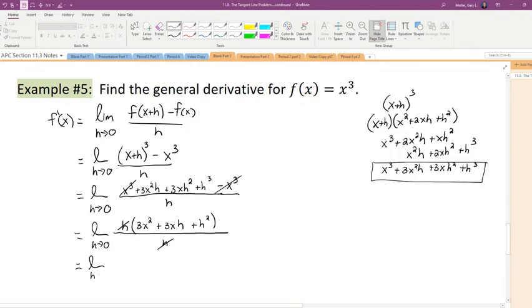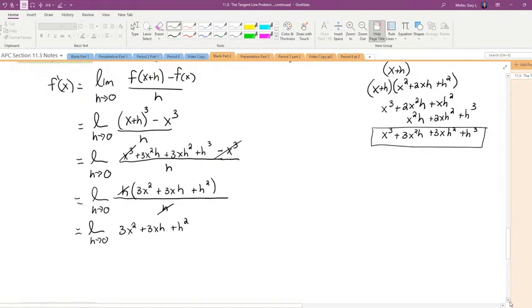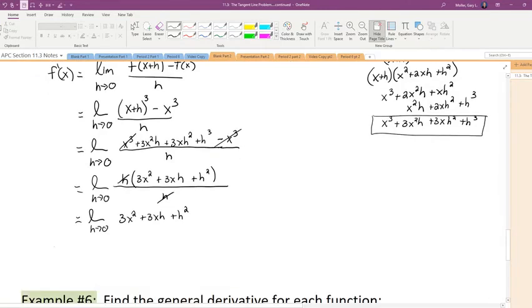Limit as h goes to 0 of 3x squared plus 3xh plus h squared. All right, it's now time to take the actual limit. Let's let h go to 0, and I get the derivative of the function is equal to, this goes to 0, this goes to 0, and I'm left with 3x squared. So what does that do for me?